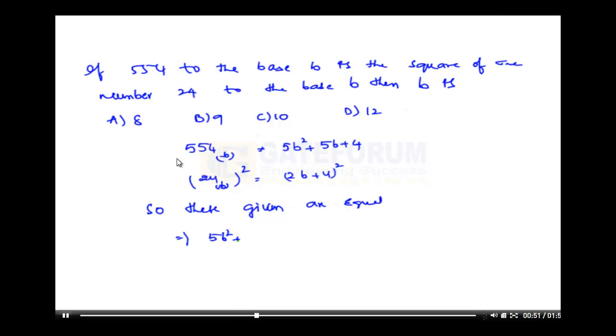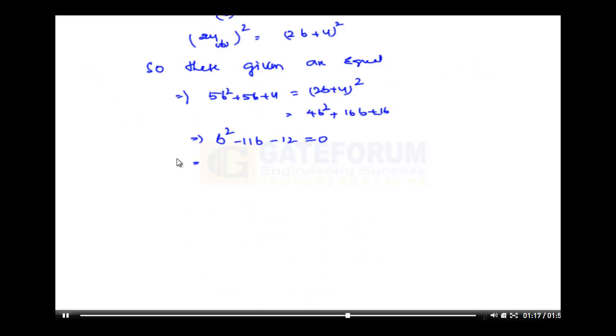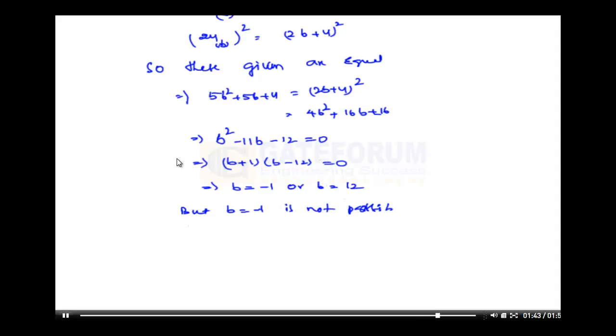So what you will get now, 5b square plus 5b plus 4 is equal to 2b plus 4 whole square, which can give 4b square plus 16b plus 16. Now we can simplify this and we can get 5b square minus 4b square is b square, and 5b minus 16b will be minus 11b, 4 minus 16 will be minus 12 is equal to 0. This is in the form of a quadratic equation. By taking the factors we will get b plus 1 into b minus 12 is equal to 0. So this implies b is equal to minus 1 or b is equal to 12. But b equal to minus 1 is not possible, since b should be greater than 1. So therefore b can be taken as 12, and the option goes to option D.